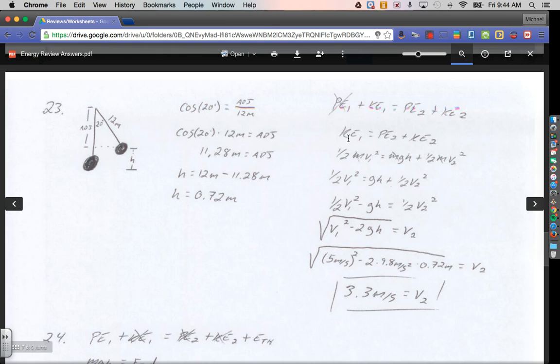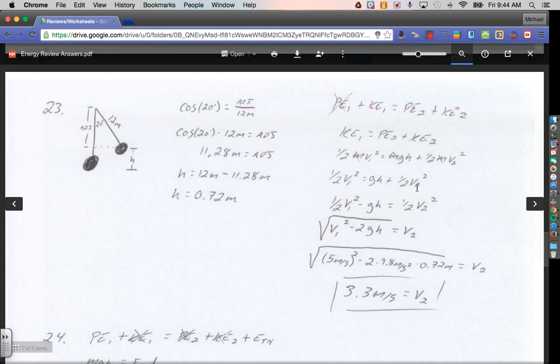Now I'm going to expand each of those. Kinetic energy is 1/2 mv squared. Potential energy is mgh. And kinetic energy over on this side is also 1/2 mv squared, that's just the final velocity. There's an m in every term, and they cancel out. From here, writing it without the m's, I get 1/2 initial speed squared equals gh plus 1/2 final speed squared.